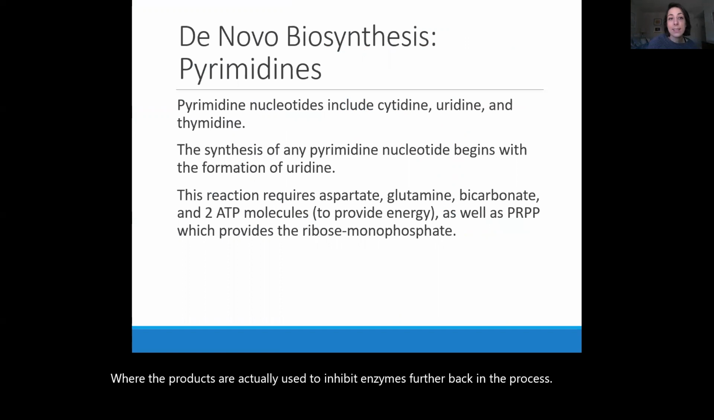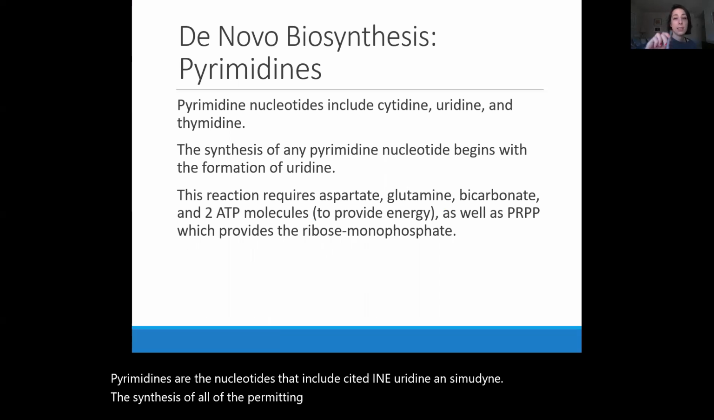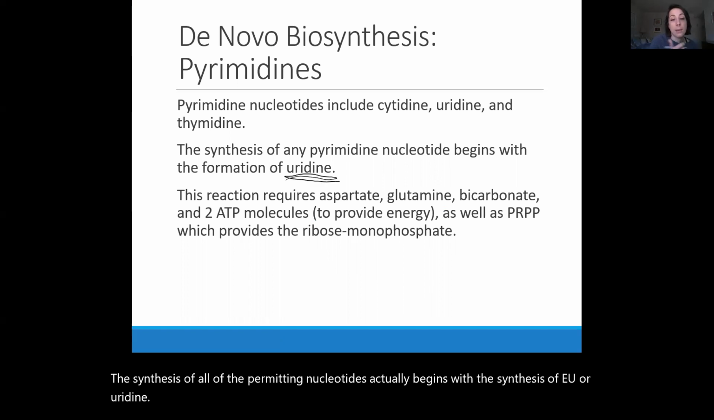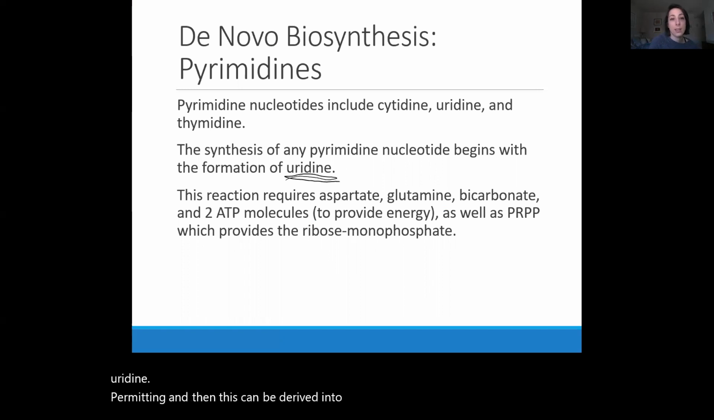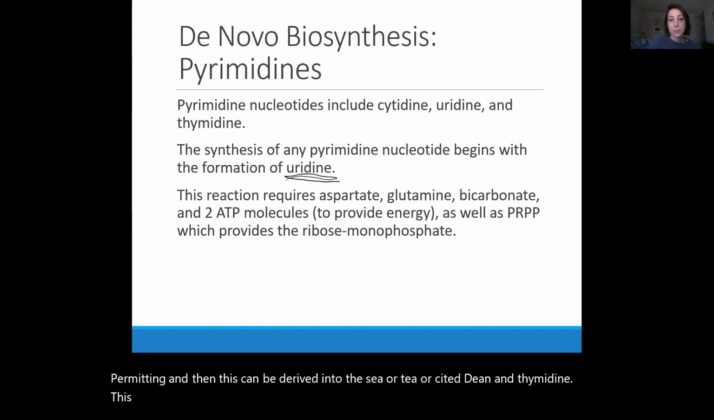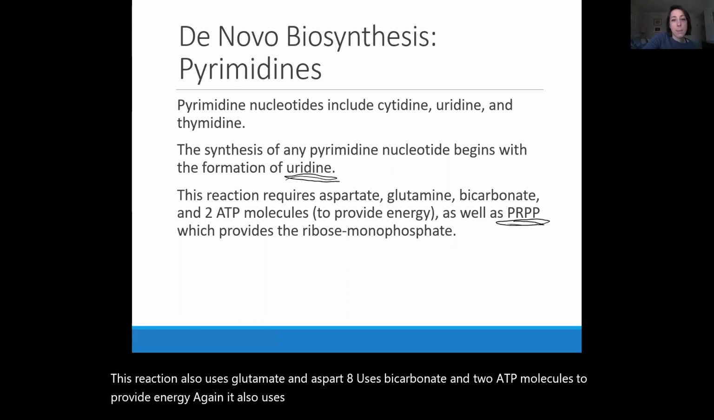Now, pyrimidines are the nucleotides that include cytidine, uridine, and thymidine. The synthesis of all of the pyrimidine nucleotides actually begins with the synthesis of the U, or uridine pyrimidine, and then this can be derived into the C or T, or cytidine and thymidine. This reaction also uses glutamate and aspartate. It uses bicarbonate and two ATP molecules to provide energy. Again, it also uses our PRPP, which provides that base structure.